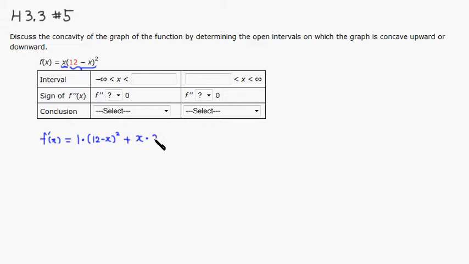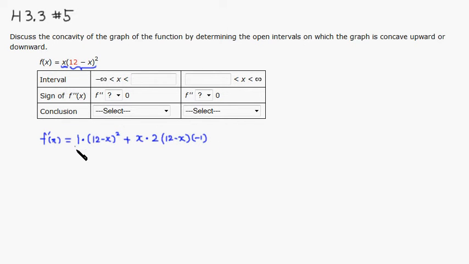So put 2 in front, keep the same quantity, 12 minus x, and subtract 1 from the power, so it's 1. Then multiply by the derivative of the inside. The derivative of the inside function is -1, so we have -1. Then let's try to simplify that.